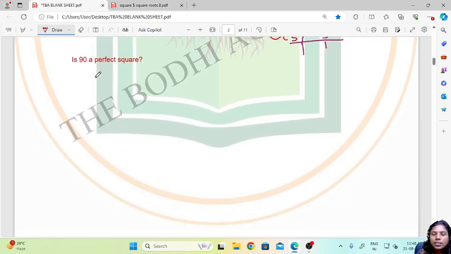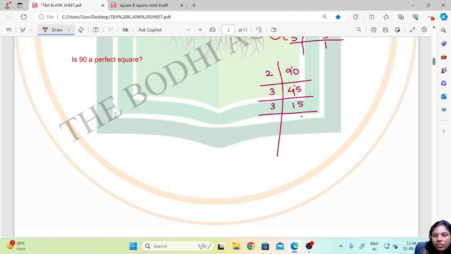Now the next question is, is 90 a perfect square? So again we'll start by prime factorization. So this number, again we can take it in the 2 times table. 2 4s are 8, so 1 will go carry. So 2 5s are 45. Okay. Next now this number will go in the 9 times table. Sorry, 3 times table. So 3 1s are 3, and this becomes 3 5s are 15. Then again 3 5s are 15, and 5 1s are 5.